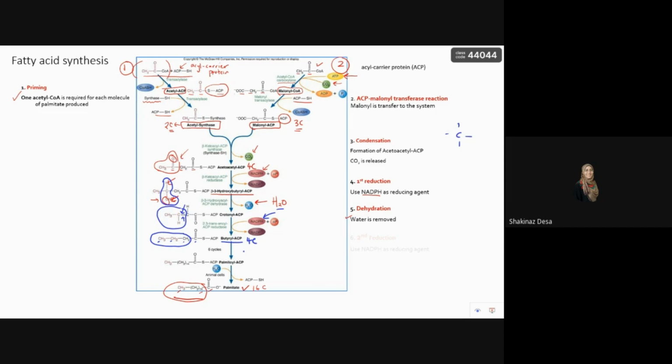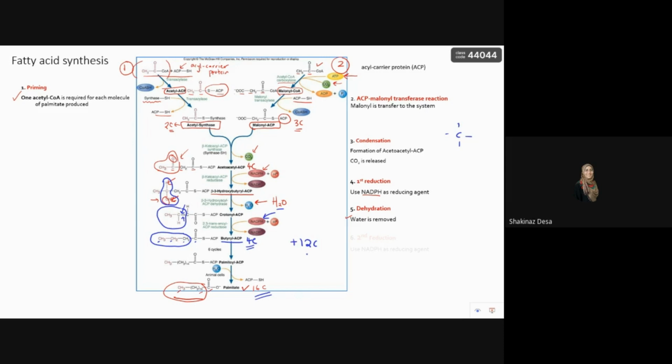CH2, CH2, CH3. Right. Remember that our intention or the purpose is to produce 16 carbon. We want to produce 16 carbon. Meaning kita kena tambah lagi ni. Kita kena tambah carbon ni. We require another 12 carbon. Kita perlukan 12 carbon.